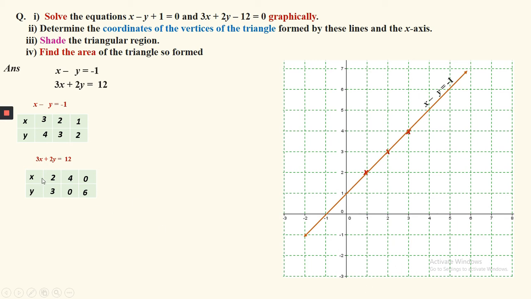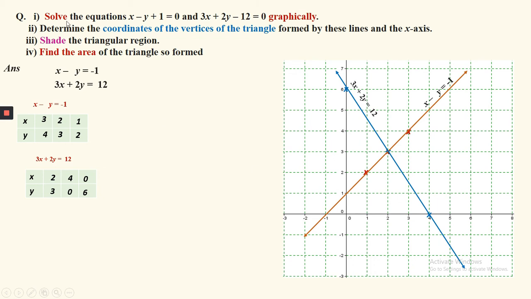Now the second one, the first point 2, 3, which is already marked. 4, 0. This y coordinate is 0. So this is a point on the x-axis itself. Then 0, 6. Now these 3 points are also falling on the same straight line. So let us join them. And the equation of this line is 3x plus 2y equal to 12.